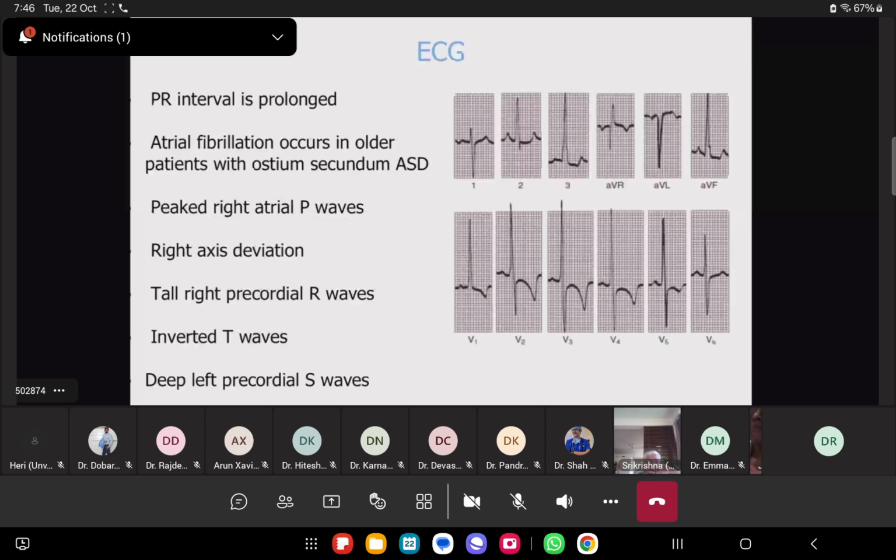Atrial fibrillation can occur in older patients with ostium secundum ASD. Peaked right atrial P waves are there, along with right axis deviation, inverted T waves, and deep left precordial S waves corresponding to the signs of RVH, and right bundle branch block.